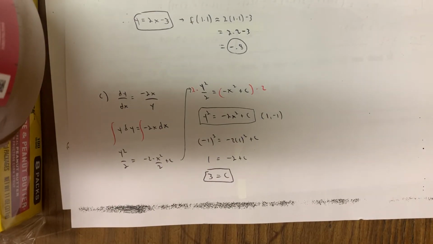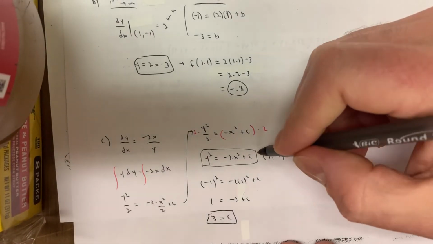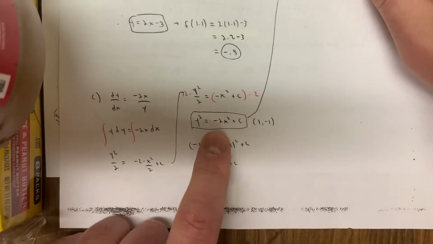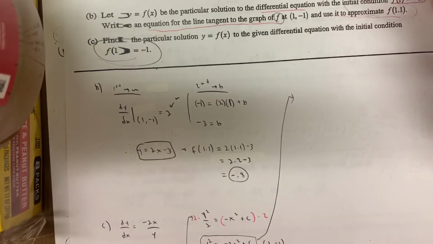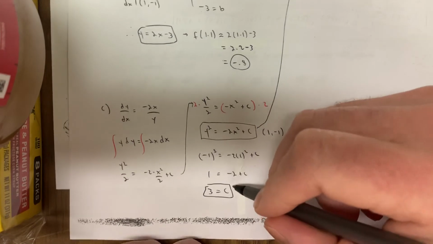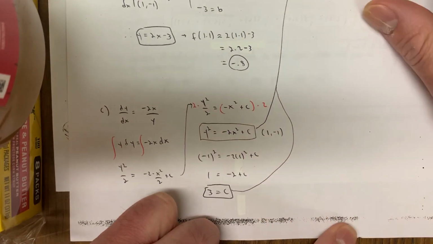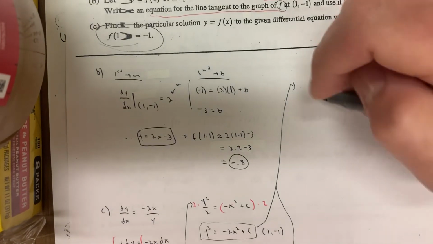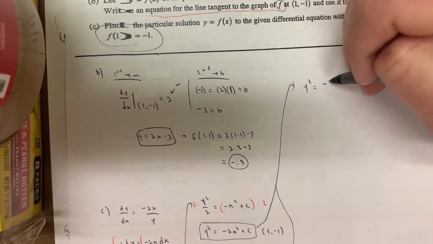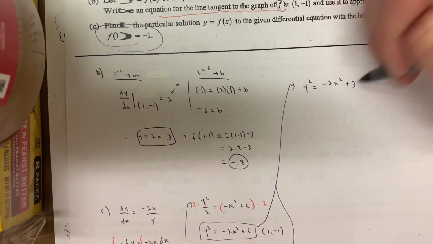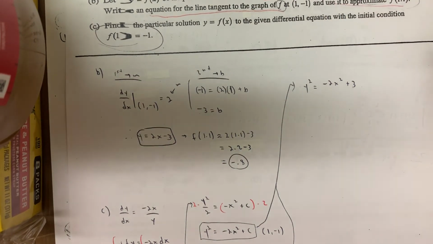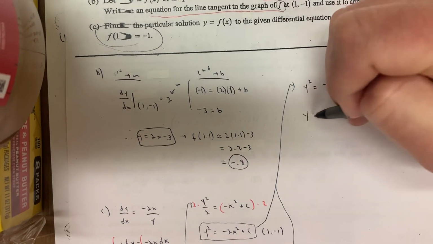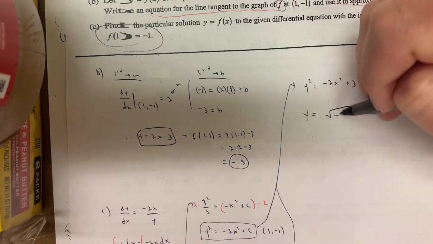Make sure you use that value of C in the general solution. Now we know that y squared equals -2x squared plus 3. And now it's easier to solve for y. This is kind of cool because when you solve for y, you want to square root both sides.